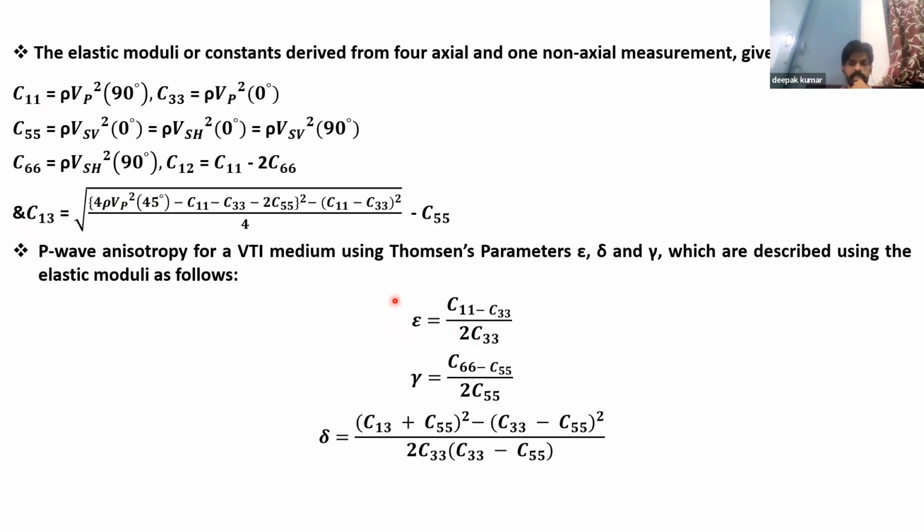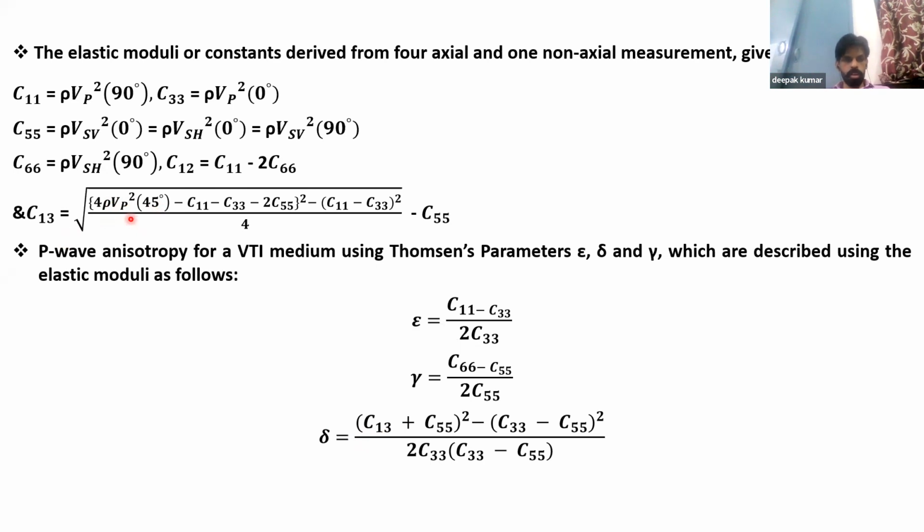And this is Thomsen's anisotropic parameters. This is epsilon, which is associated with P wave anisotropy, this is gamma, which is associated with S wave velocity, and this is delta. Delta is dependent on VP45. So the computation of delta becomes very important, and it requires C13. C13 can only be computed using VP45, but we don't have that information. But we can compute that.